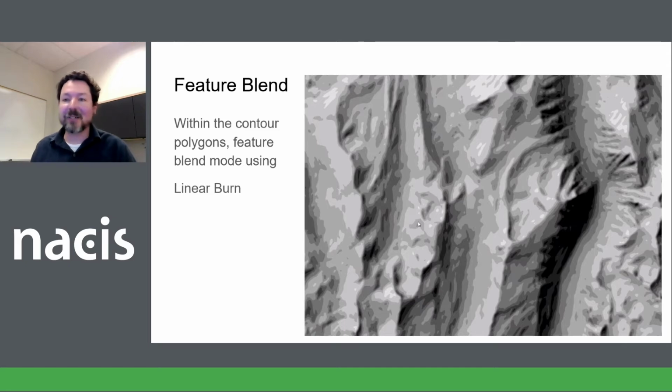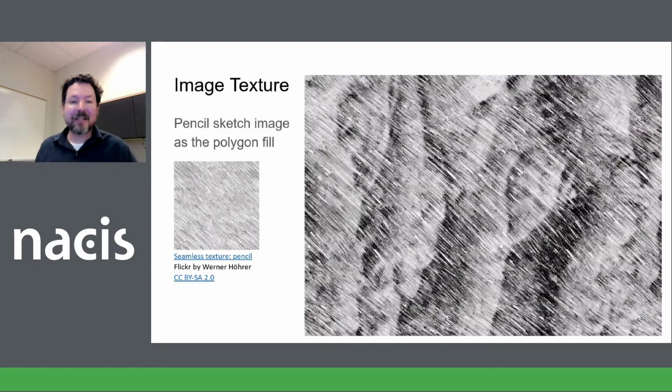All right, well, that's just about where we started. It's a polygon version of a hillshade. So where do we go from here? Well, instead of a solid gray fill, we can get a pencil sketch texture and apply it as a picture fill. And it's starting to look like something. We have a little bit of a scribble effect going across, but it's not super clear.